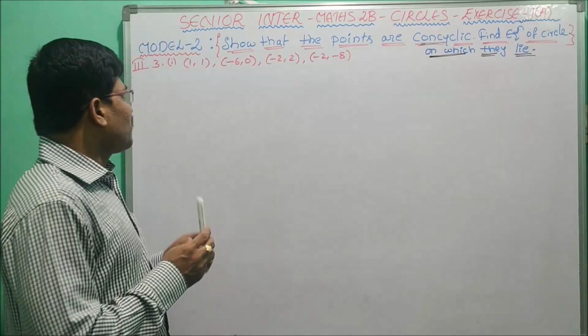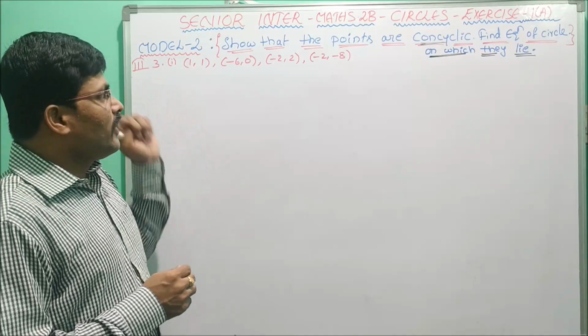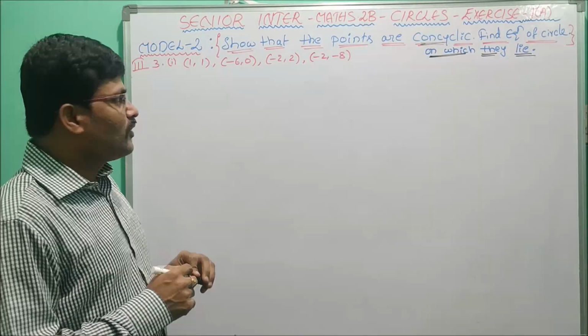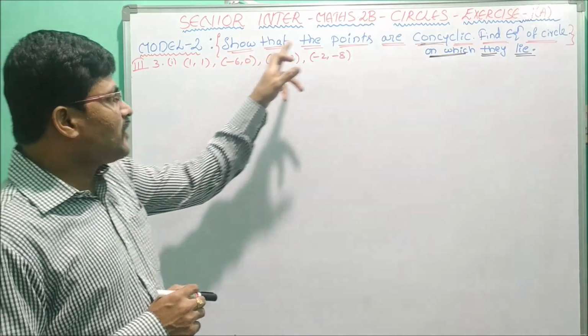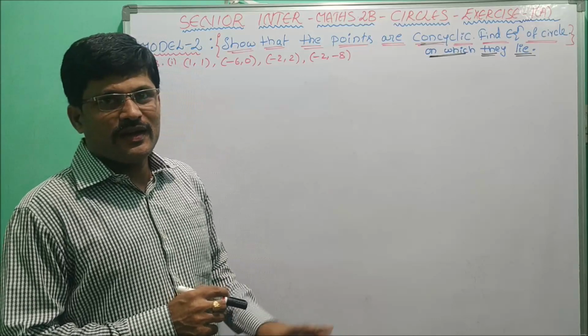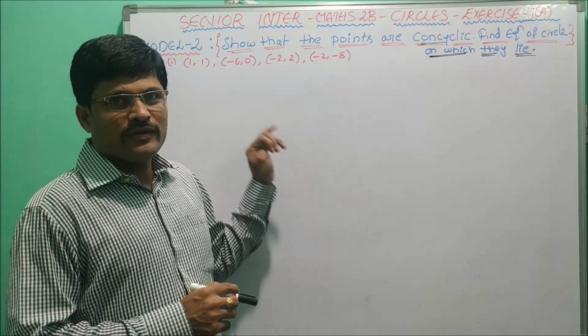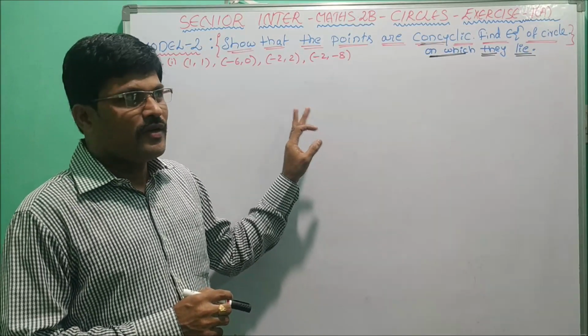Today we discuss the second model in the chapter Circles. Here in the second model, show that the points are concyclic. Here, given 4 points, the 4 points are concyclic.